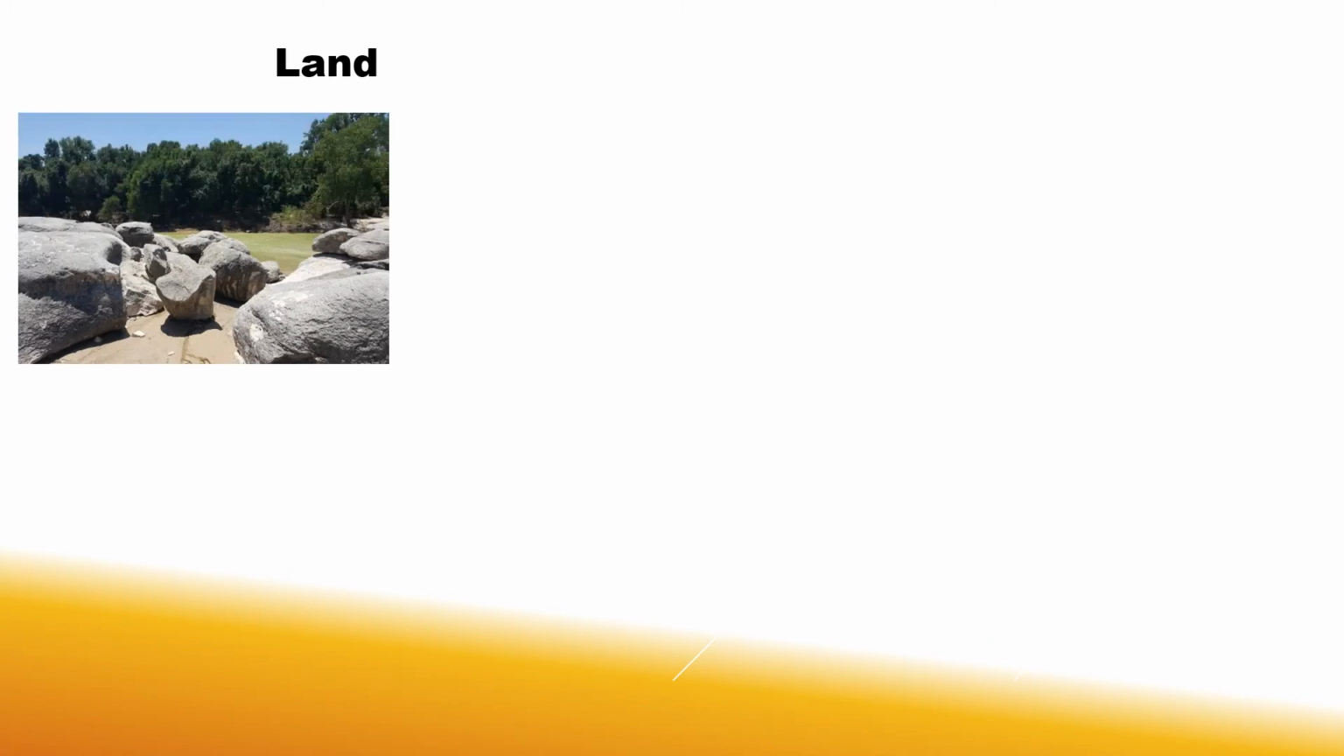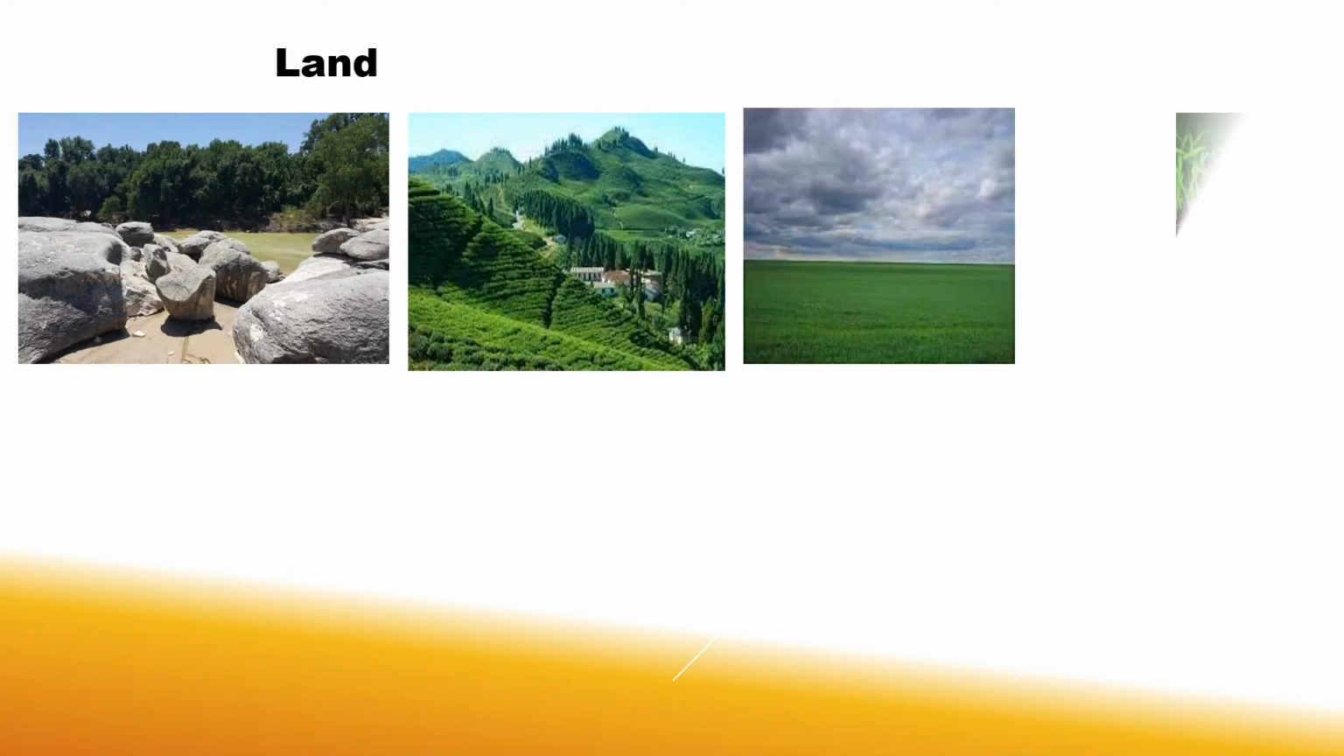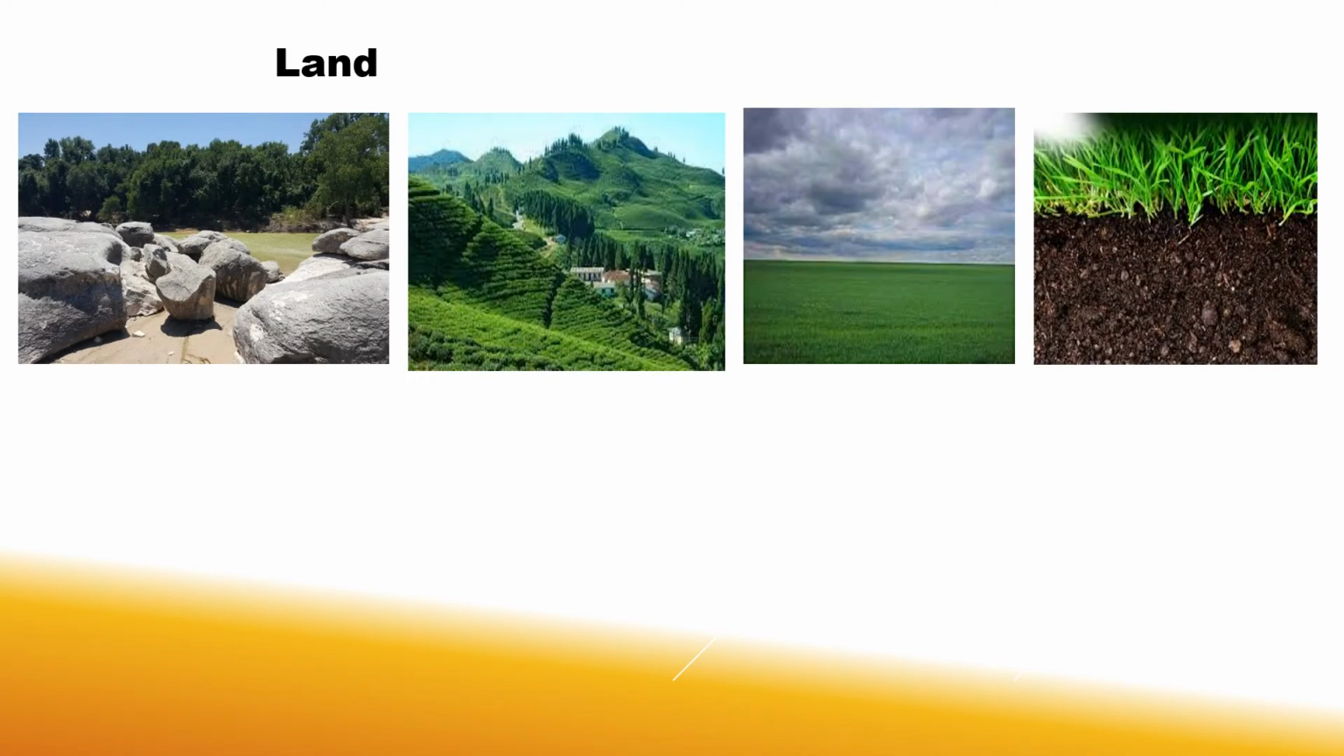Land. Land is found in the form of big rocks, hills, flat surfaces, and soil. Students, repeat after me. Land is found in the form of rocks, hills, flat surfaces, and soil.